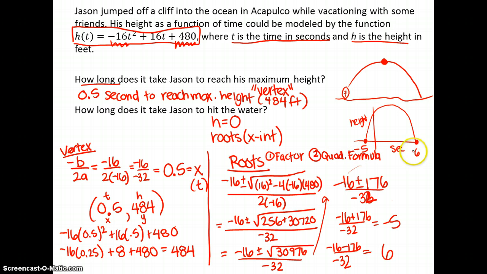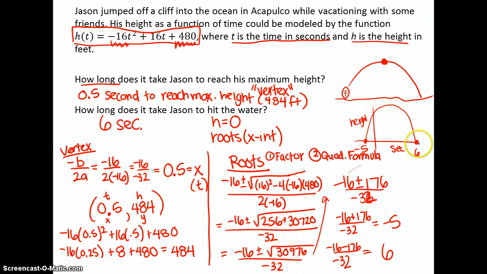Which one do we really care about? We've got to remember, what do these numbers represent? They represent the x values. The roots are the x values. They represent how many seconds. So we really only care about the 6. That's the only one that really makes sense. So how long does it take Jason to hit the water? It's going to take him 6 seconds because that's the root.